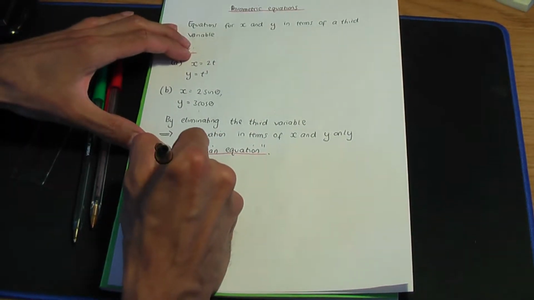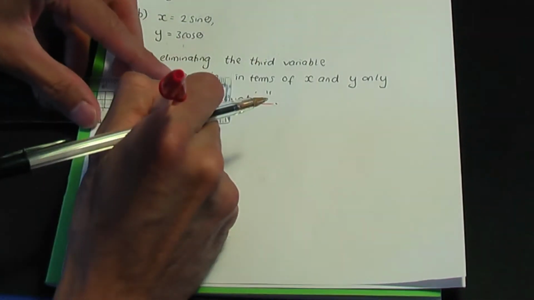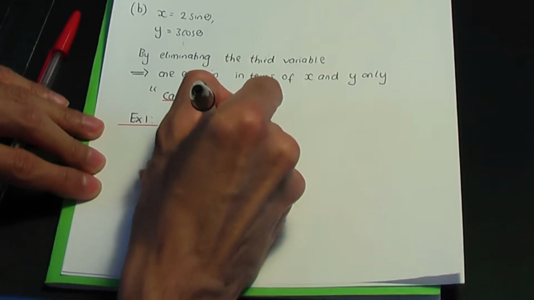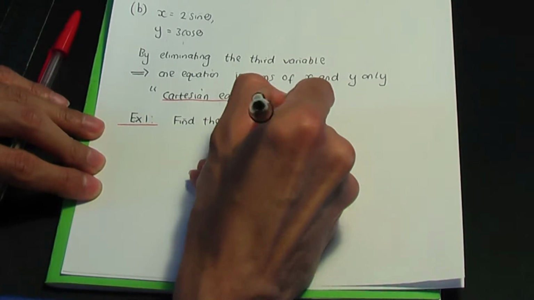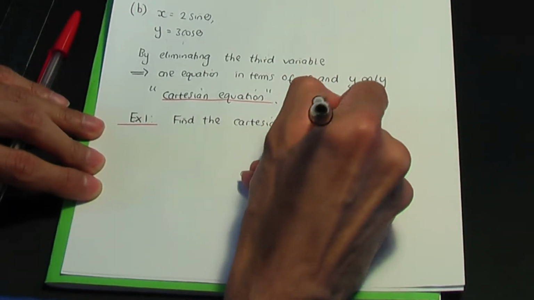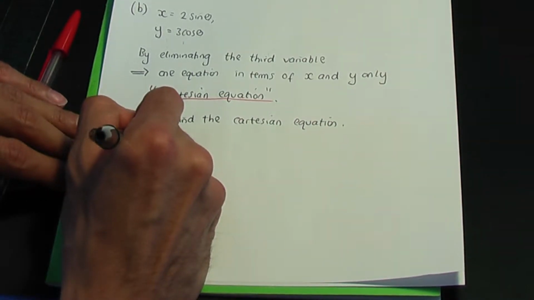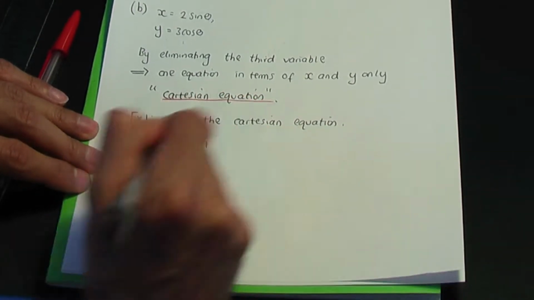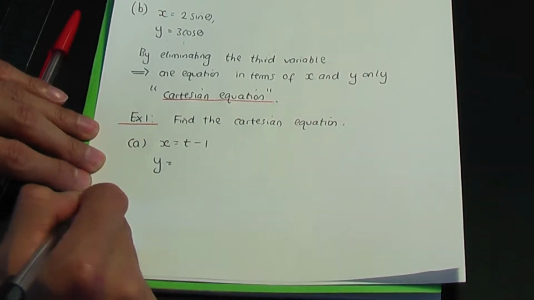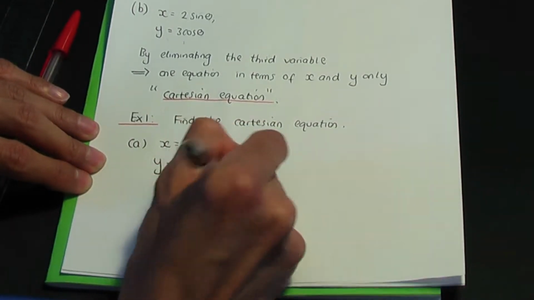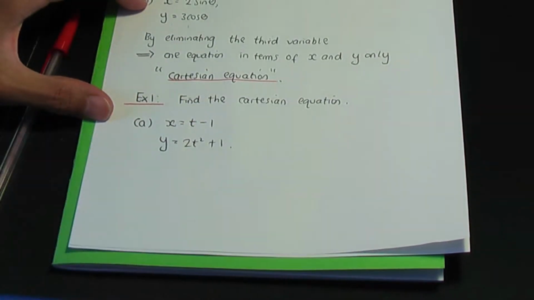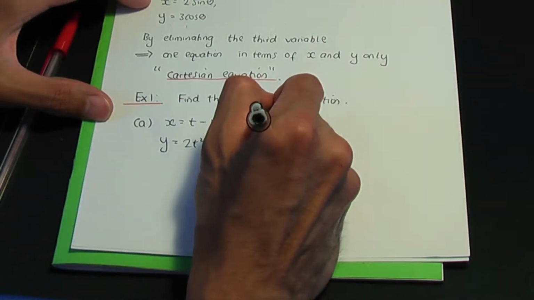So here's an example, example number 1. So let me take a red pen and underline this. So question is to find the Cartesian equation, and here's an example. Here's a part A. So first equation for x, x equals t minus 1. Equation for y, y is equal to 2t squared plus 1. Okay, so remember, to get the Cartesian equation we need to get rid of that third variable, and the third variable is t. Okay, so it's quite straightforward.